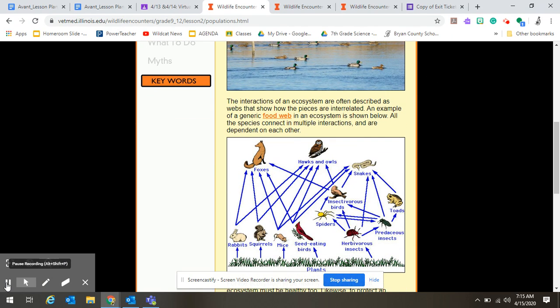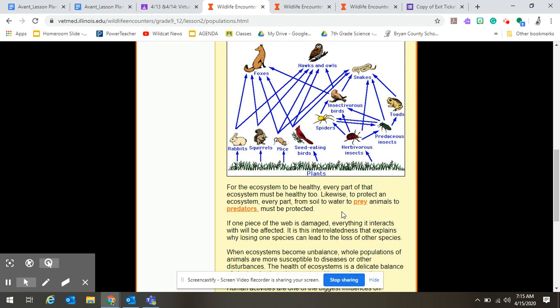So the interactions of an ecosystem are often described as webs that show how the species are interrelated. An example of a generic food web in an ecosystem is shown below. All the species connect in multiple interactions and are dependent on one another. So you've got your producers down here, which is the plants. The plants are producing, and then you have your primary consumers above. They're the first ones. They are the herbivores for the most part, and you've got rabbits, squirrels, mice, seed-eating birds, and herbivorous insects.